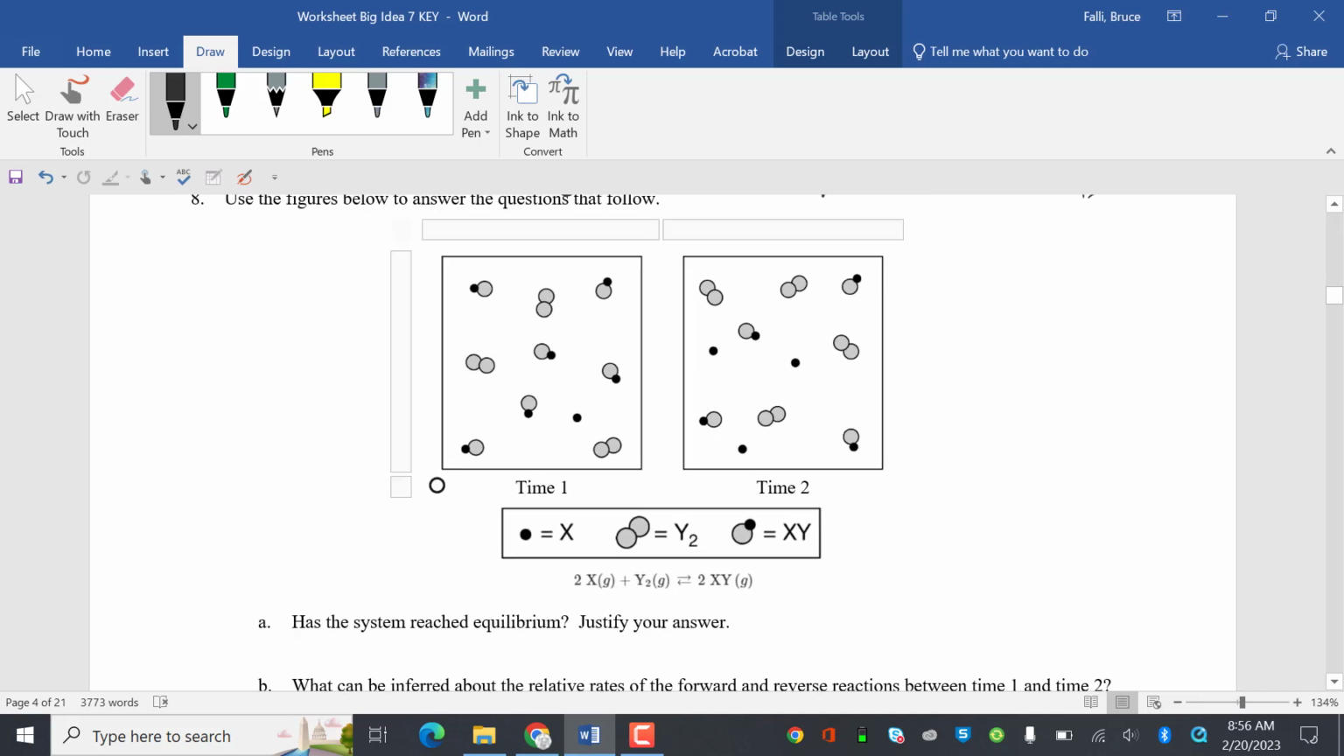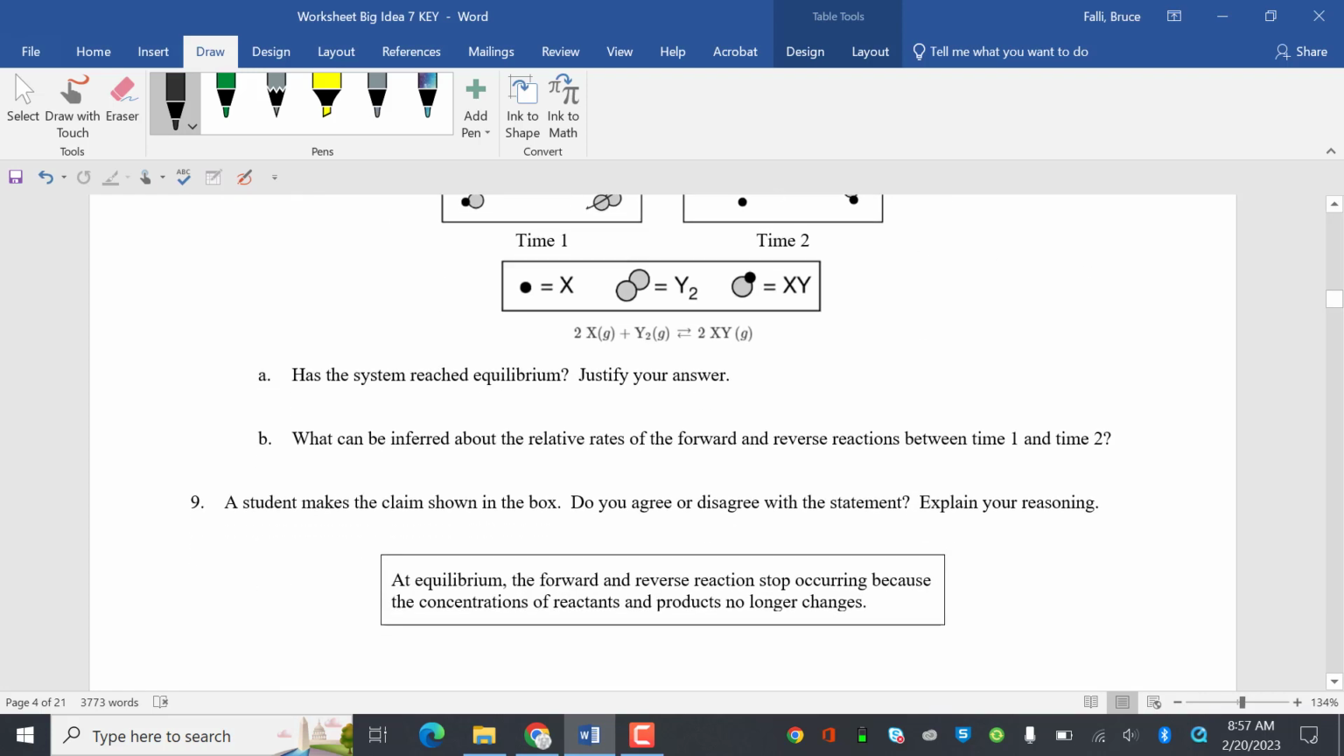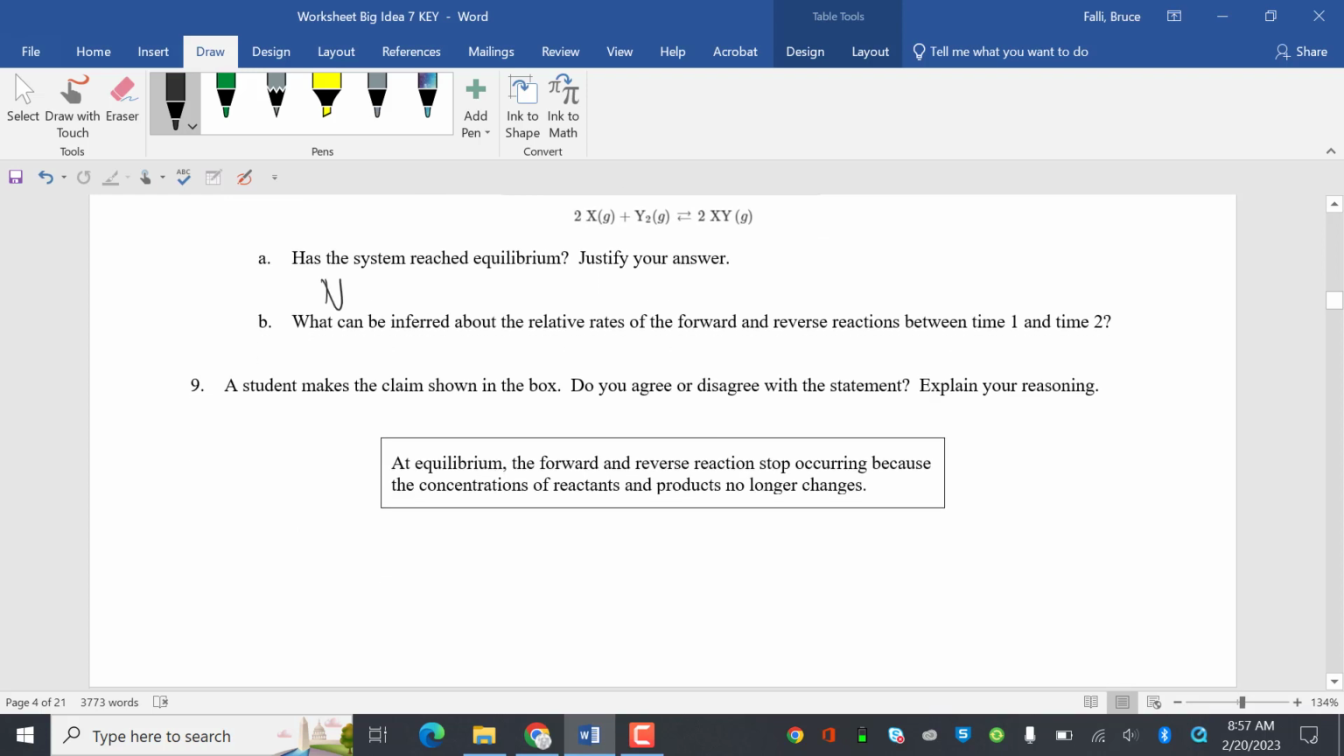So I got double ring, I got ring dot, I got dot. So double ring, 1, 2, 3. Second one, 1, 2, 3, 4. Okay, so those are different numbers, so that means it's not at equilibrium. Has the system reached equilibrium? No. Molarities are not constant.